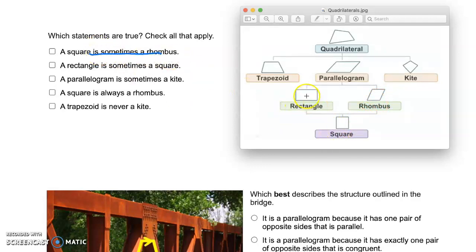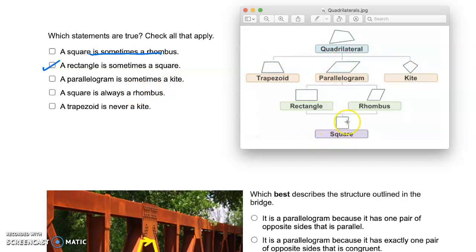A rectangle is sometimes a square. Well, that is true because a rectangle can be a square, but it also can not have congruent sides and just be a rectangle. So a rectangle is sometimes a square. A parallelogram is sometimes a kite. Kites and parallelograms do not fall underneath one another, so they are never going to be that. So that's not true.